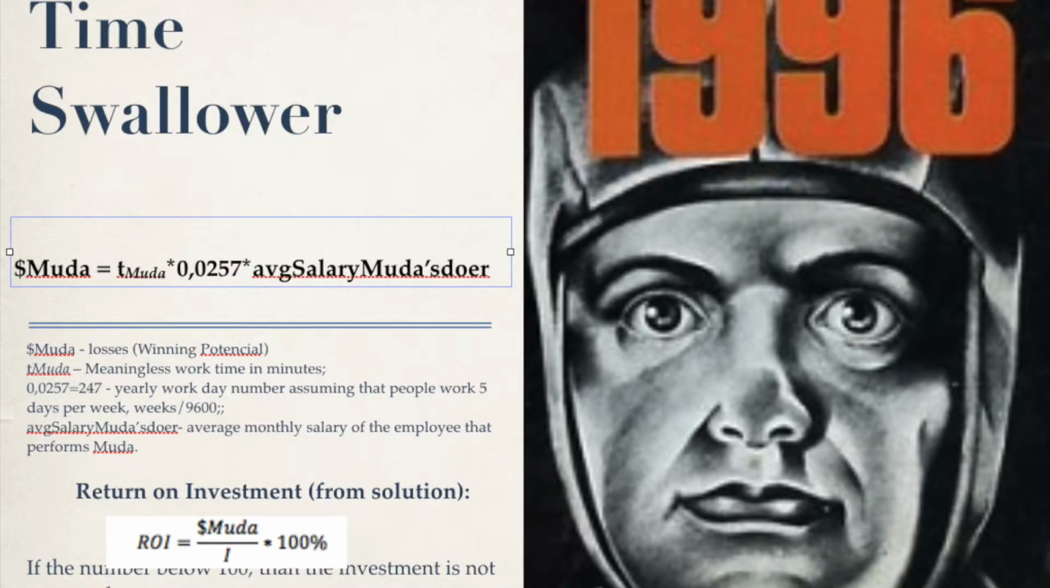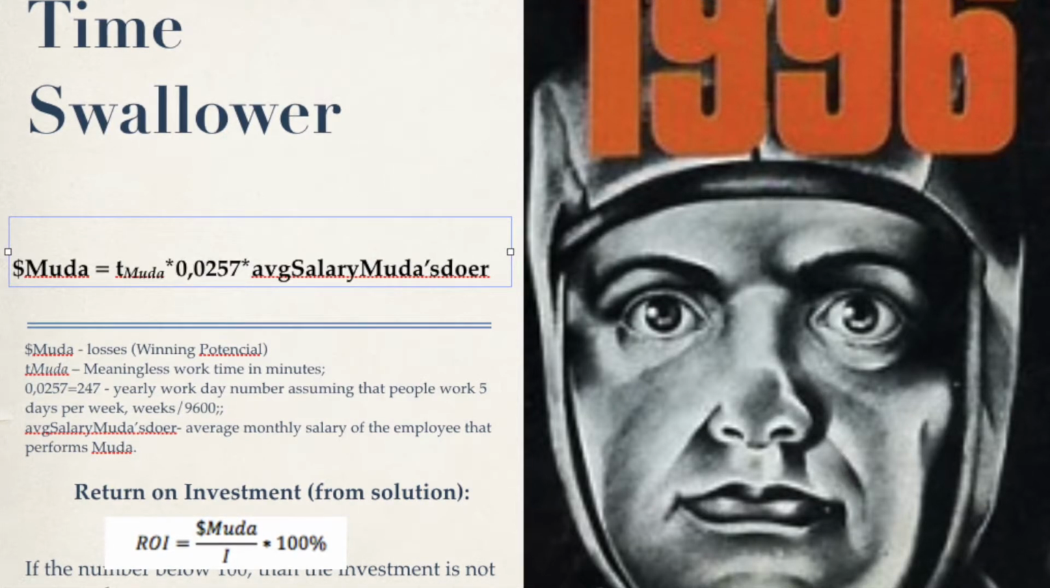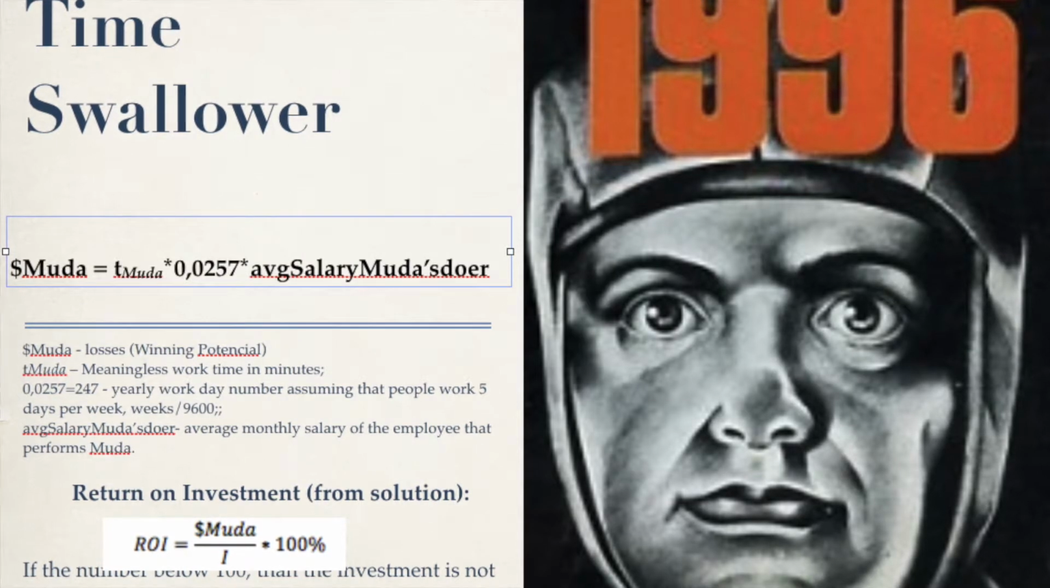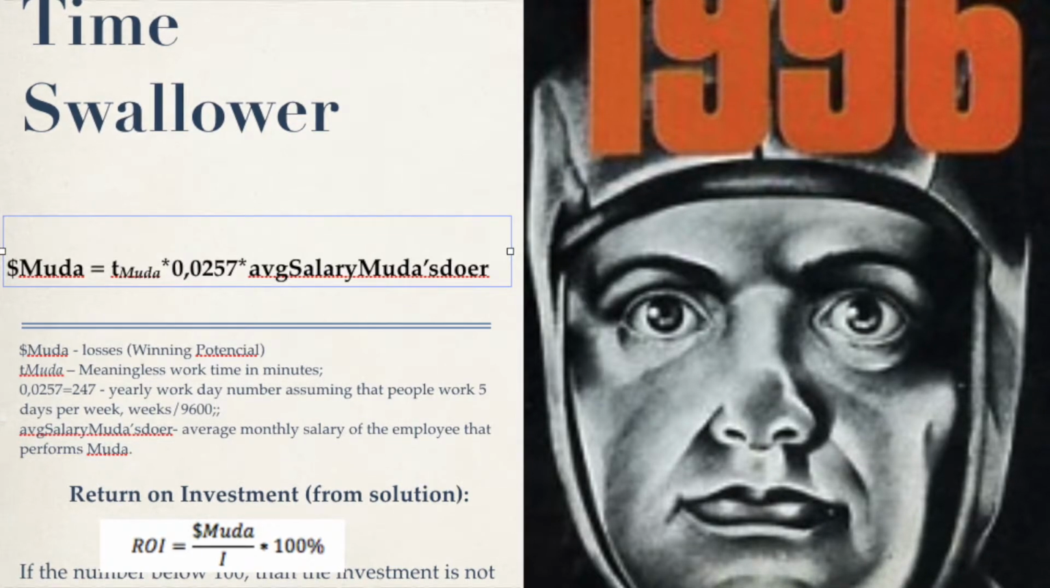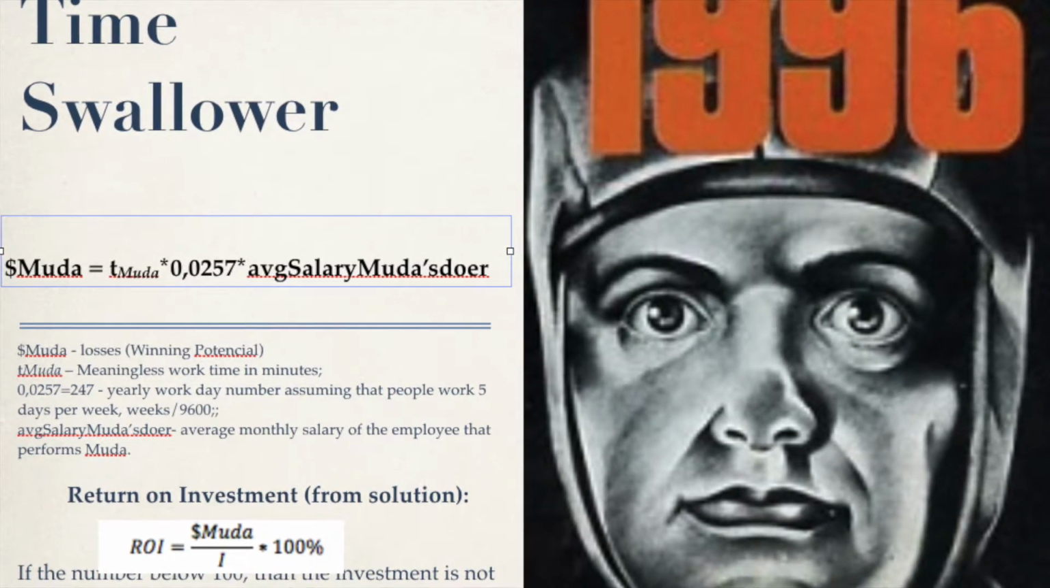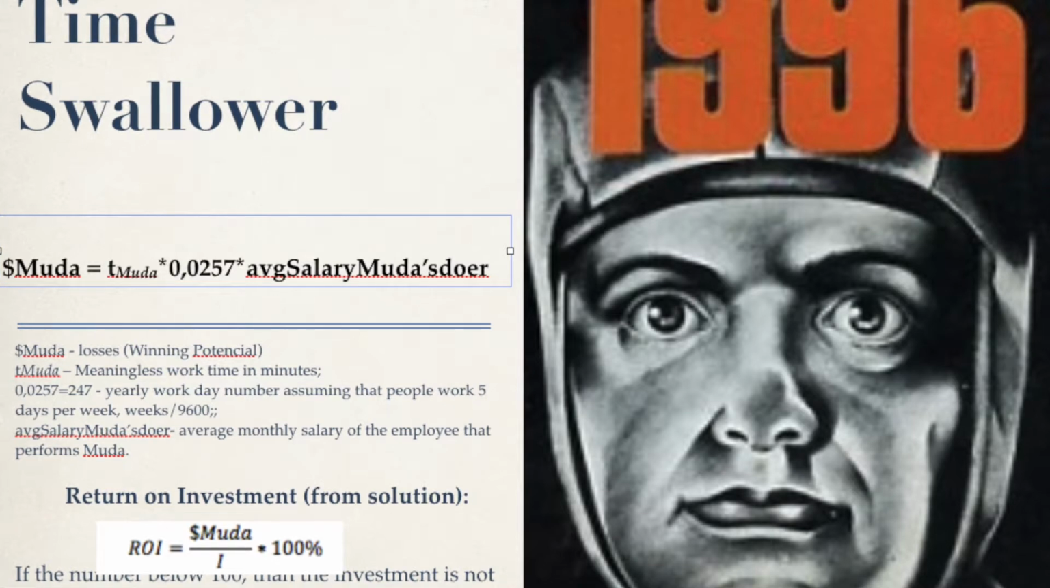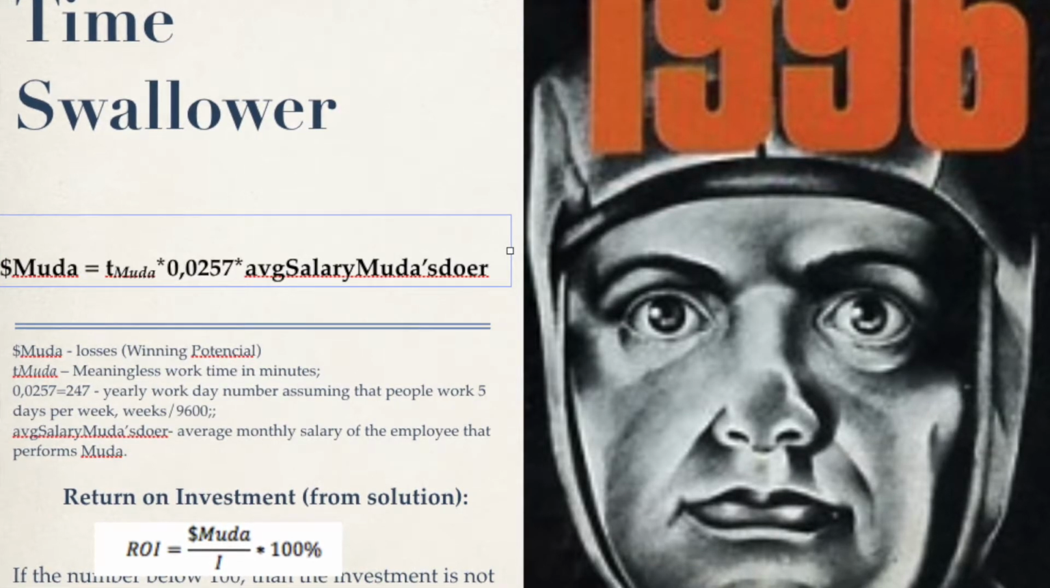Now, the formula looks like this. Cash muda equals T muda times 0.0257 times average salary muda's doer. Cash muda stands for losses or winning potentials. T muda is meaningless work time in minutes. 0.0257 is a coefficient that you acquire by using the assumption that people work 5 days per week.